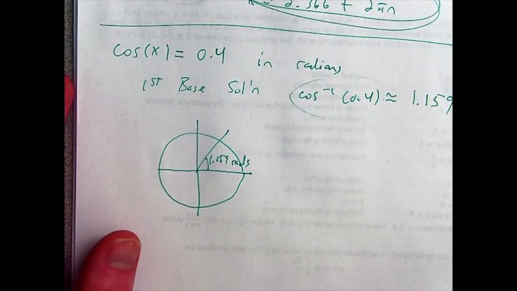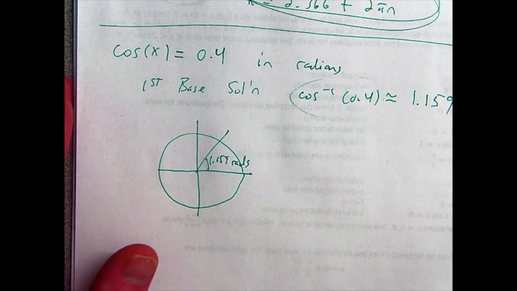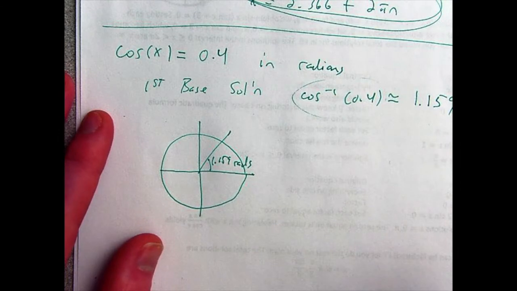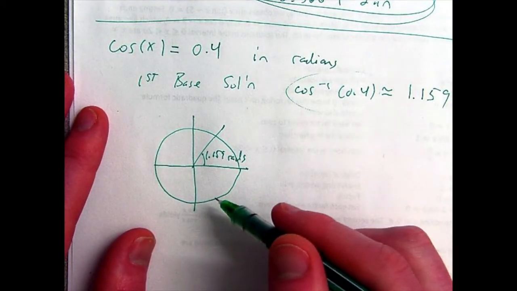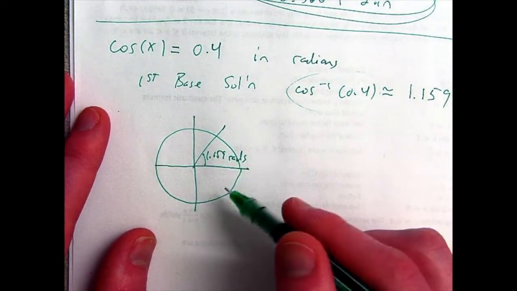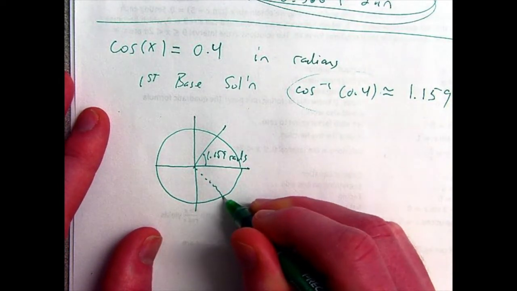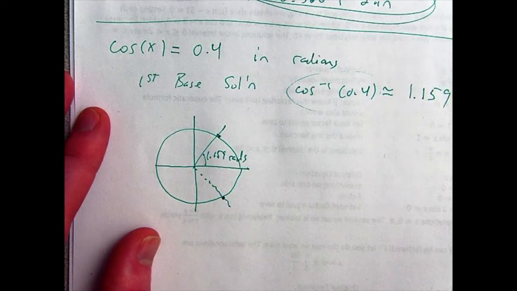Where's the other base solution? It's the other angle on the circle whose cosine is also 0.4. So where's the other angle which will have the same cosine as this first one? It's the one down here, right? These two angles have the same x-coordinate, that is the same cosine. So what is that angle?